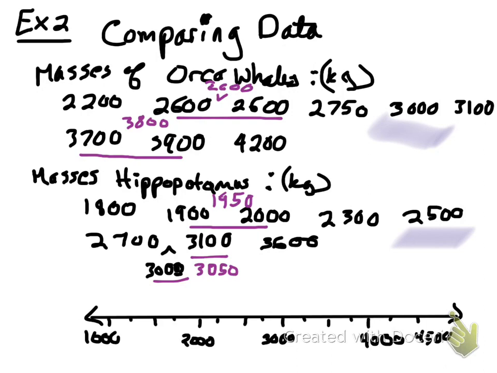I'm going to do the mass of the orca whale as my top box and whisker plot. So we'll put orca on top. Now my minimum for my orca is 2,200. It's going to be right about here. Then my maximum is 4,200. My median is 3,000. My upper quartile, oh sorry, my lower quartile is 2,600. My upper quartile is 3,800.